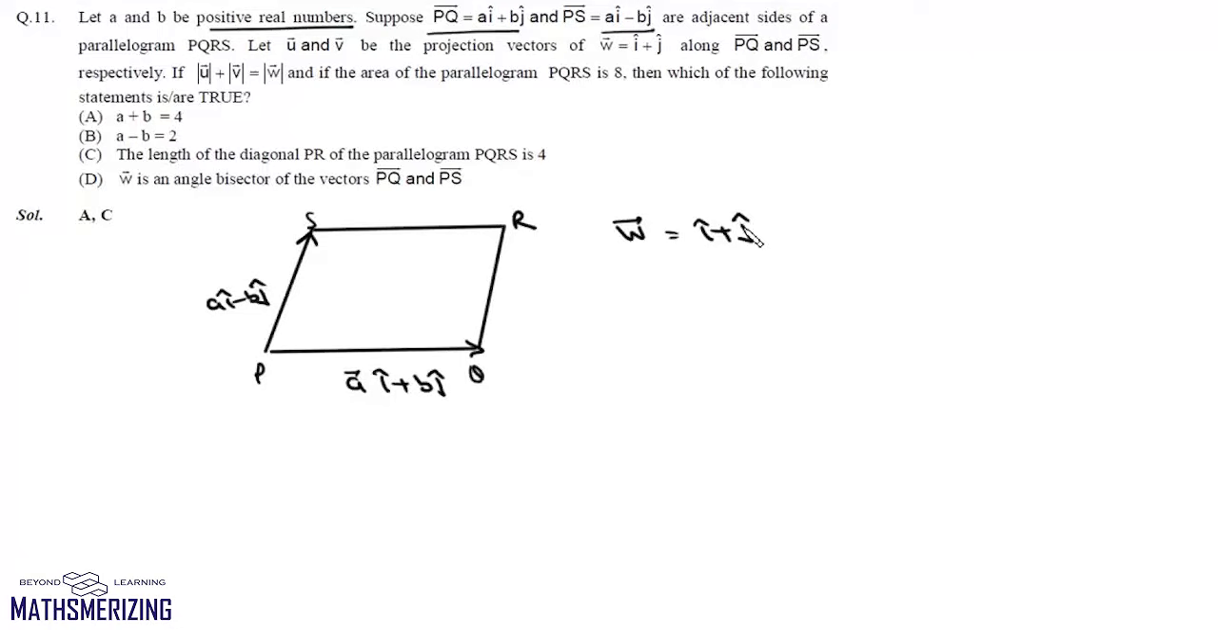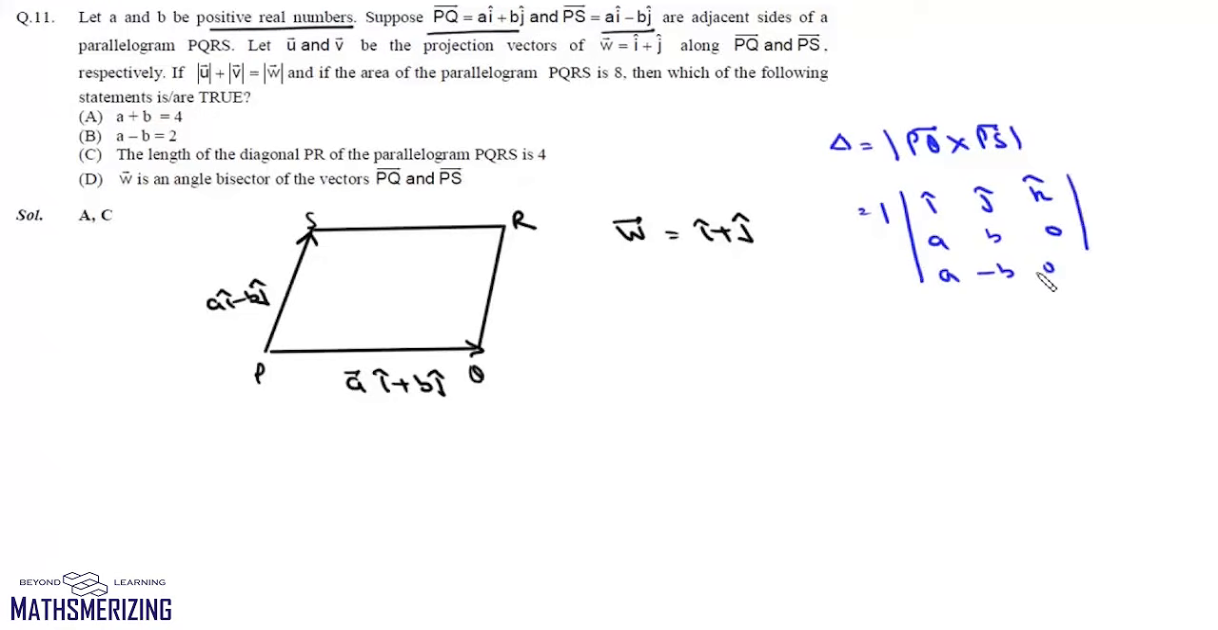Now first we'll simplify the area of this parallelogram, and we know that the area of a parallelogram is given by mod of PQ cross PS. So we'll find the mod of this cross product. So it is I J K, and this is A B 0, and this is A minus B and 0. Now we simplify, we'll get minus AB and minus AB, and if we take mod, it will be simply 2AB, and we are given that this area is 8. So from here we can say the value of A into B is 4.